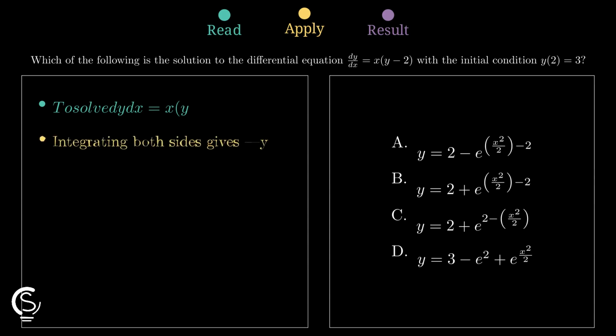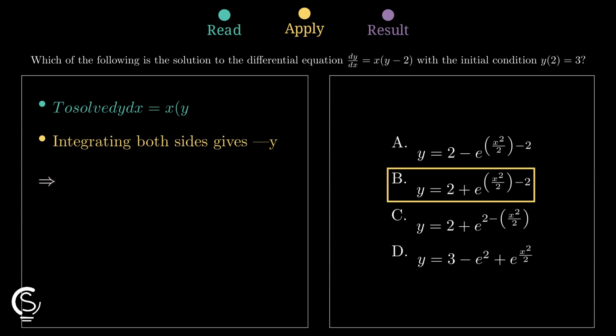Exponentiate to solve for y, then substitute (2, 3). This shows the constant is e to the negative 2, leading to option B.